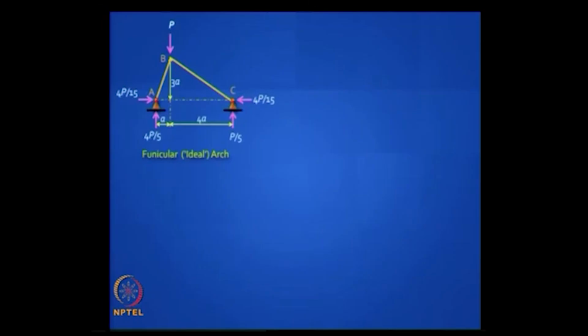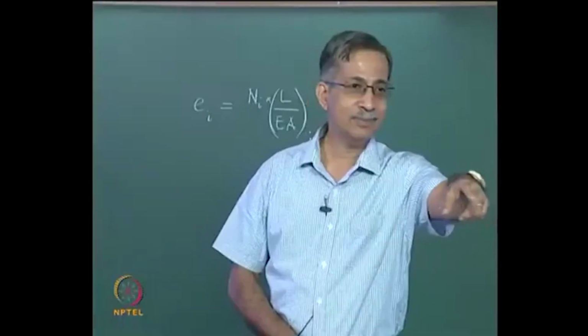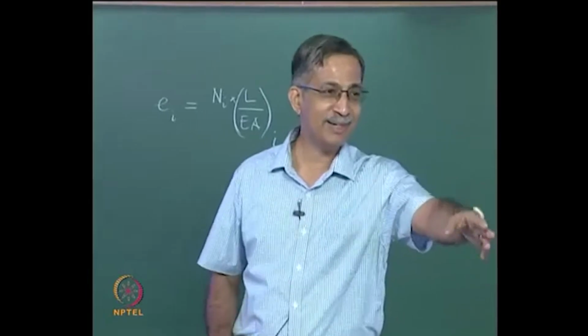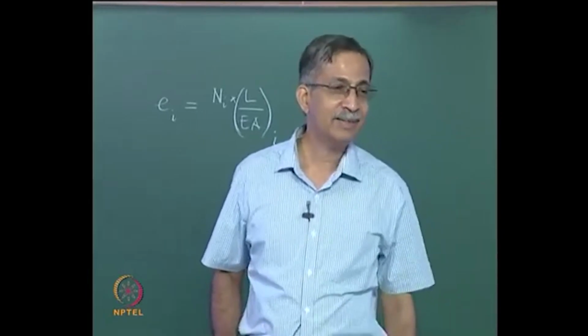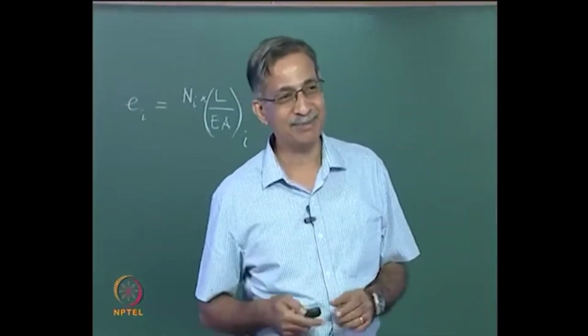In this instance AB and BC will have only axial compression. If you flip it over, it is like a cable, it will have only axial tension. What is the main difference between an arch and a cable? Compression. Yeah. Who was answering for me? Yeah. Arch takes compression and cable has tension. Right. But there is some more difference between an arch and a cable.